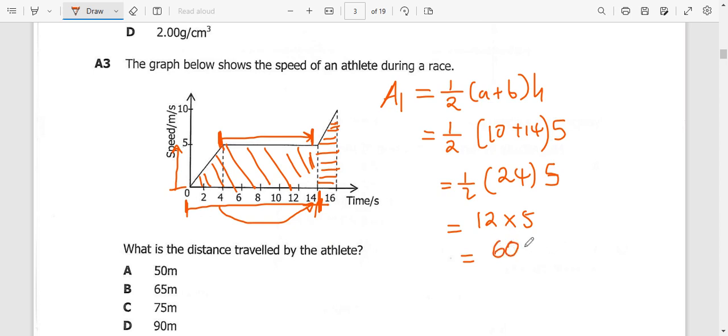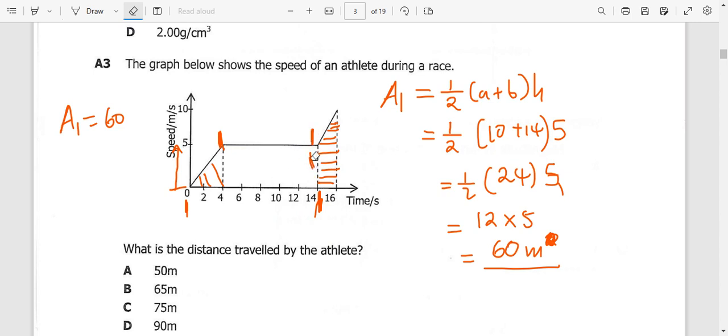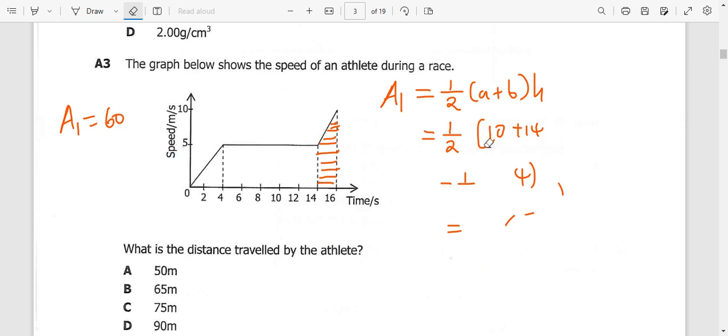5 times 12 is 60, isn't it? So that would be the first area, 60 meters squared. But because we're talking about distance, this is going to be 60 meters. So that is the first distance. Let's write area 1 as 60, which is distance 1. Then I'll calculate the distance of the other trapezium which remains. The other trapezium has just been turned upside down, but the same formula is going to apply.